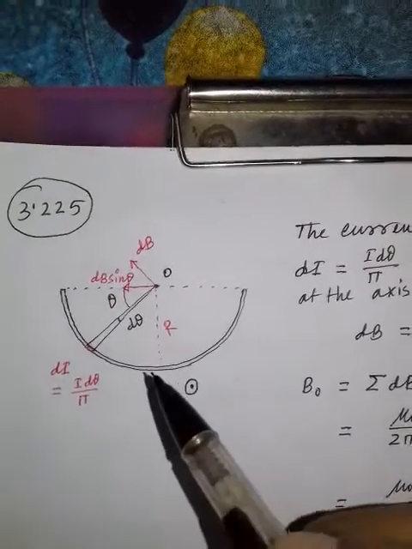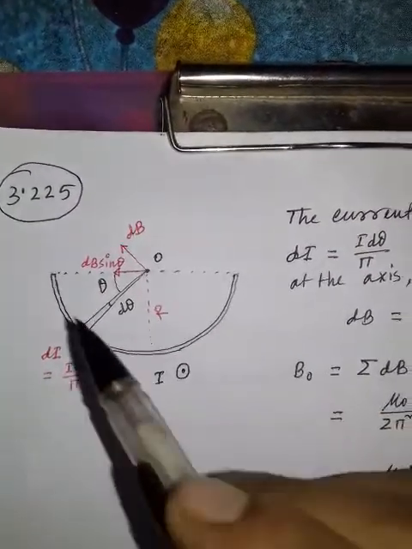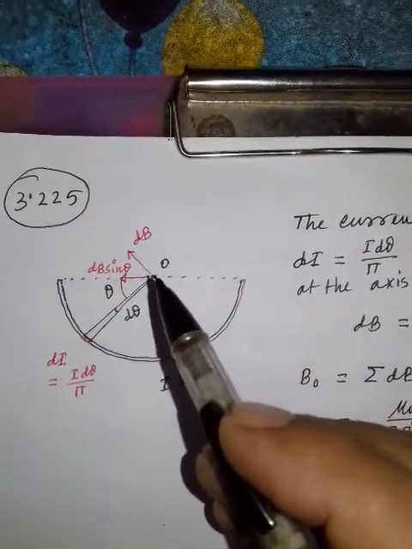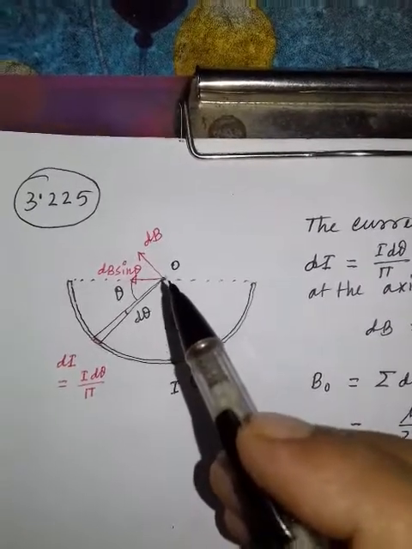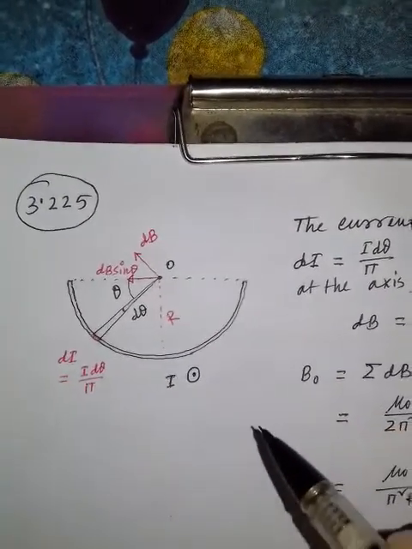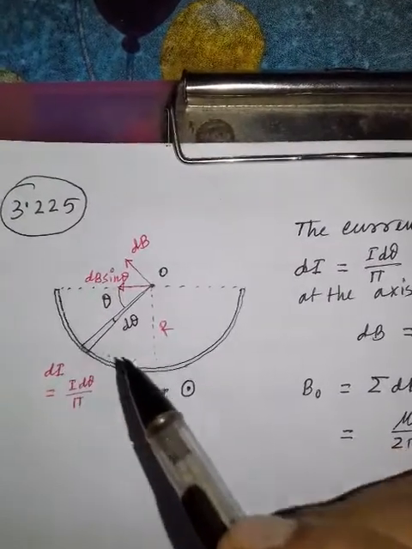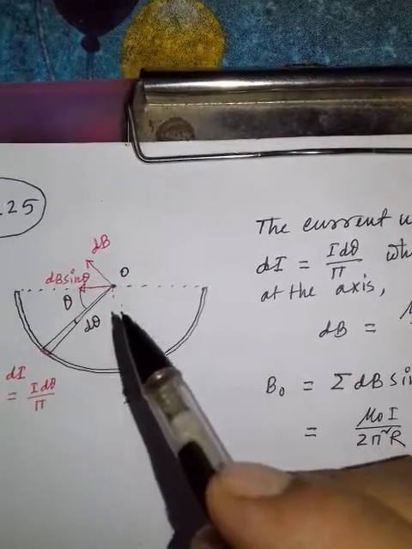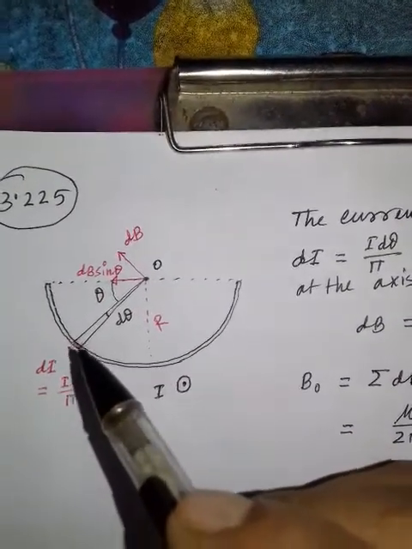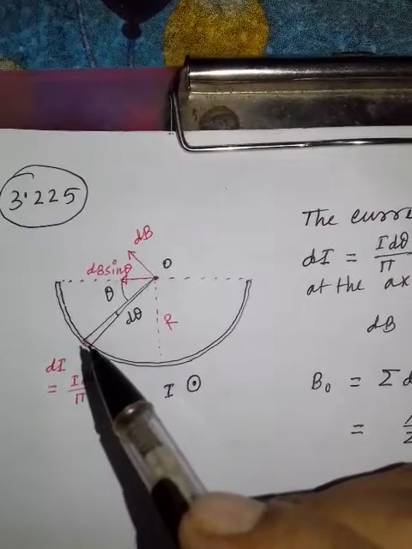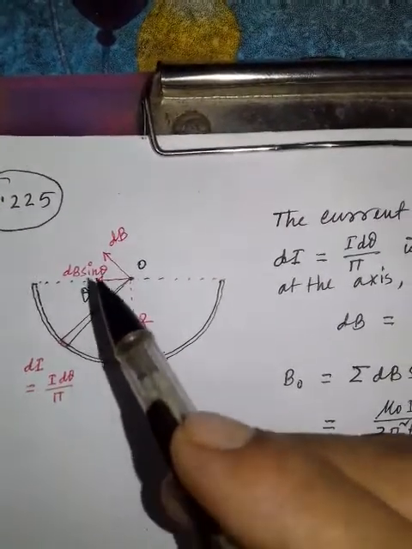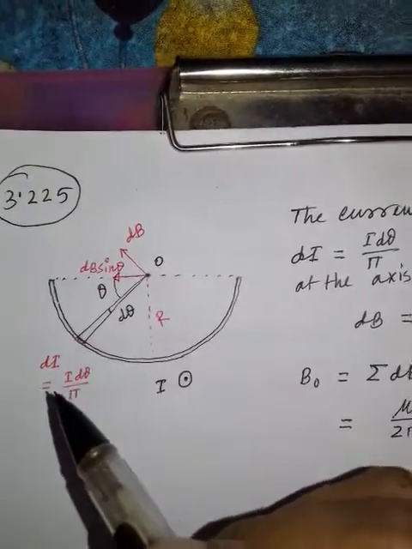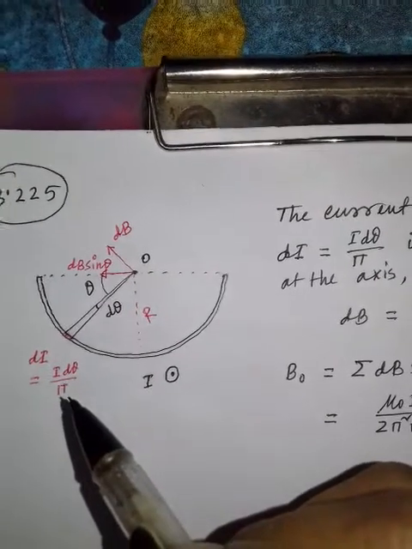We have to find out the magnetic field produced by this conductor at an axial point, that is, at a point on the axis of the conductor. Now the entire conductor makes an angle pi. So this elementary strip, we take an elementary strip within angle theta to theta plus d theta, will correspond to a current dI equal to I d theta by pi.